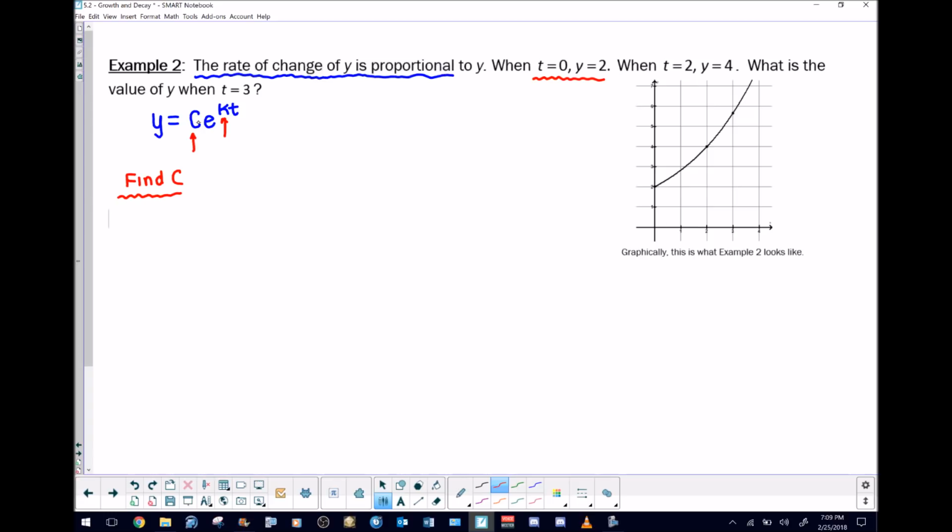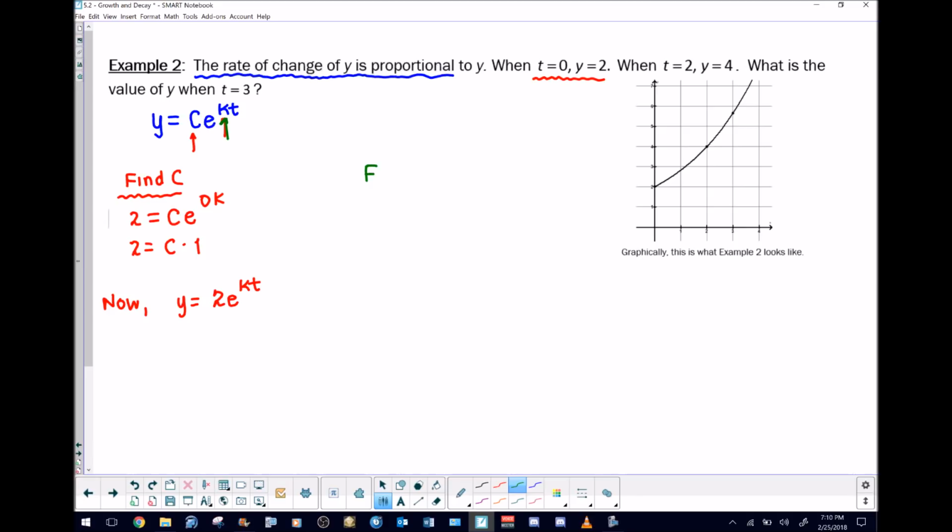But if we forget that, no harm is done, because if we just proceed to plug in 0 for t and 2 for y, we'll end up with the equation 2 is equal to c times e to the 0 power, which is the same as 1. So there it is, c is equal to 2 nonetheless. So now we know our equation for y is a little bit more specific, 2e to the kt. Next up, you guessed it, it's all about finding k.